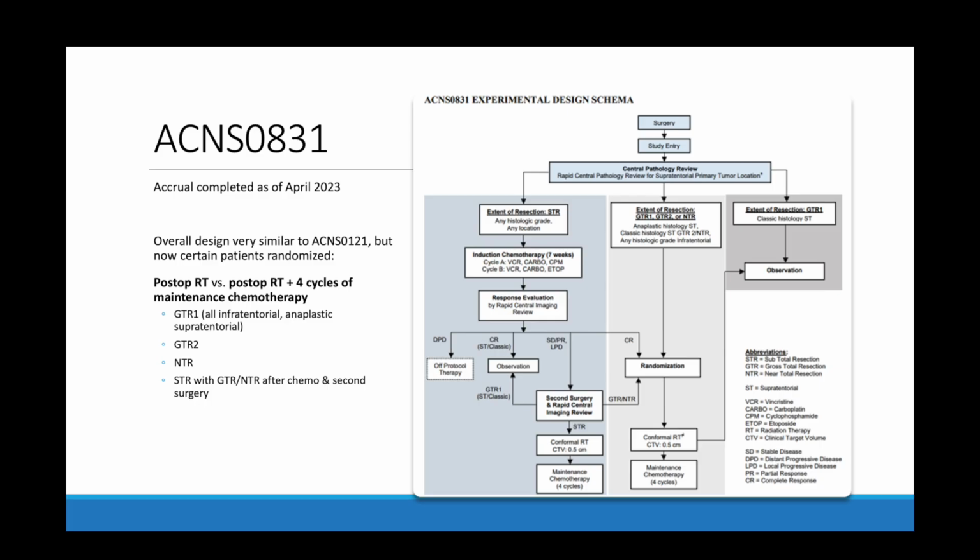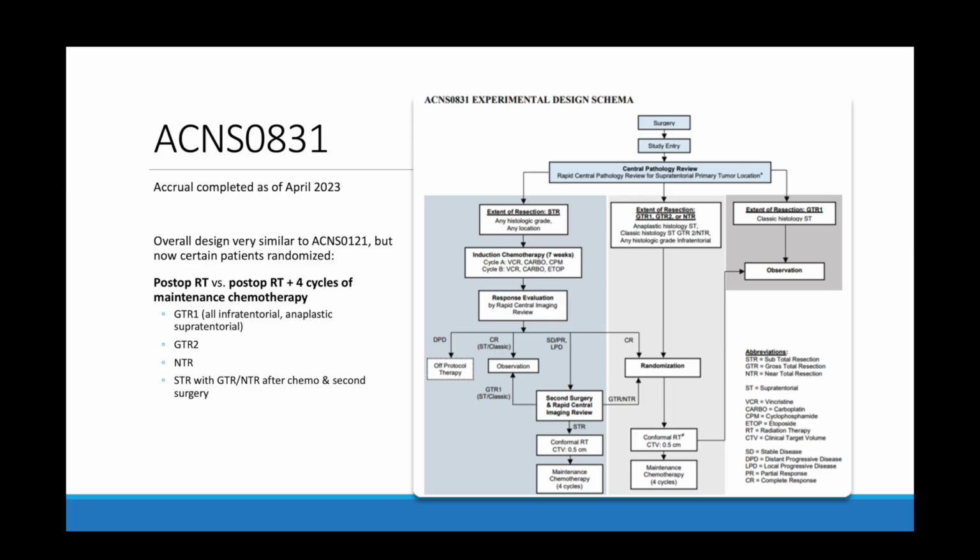But in terms of the design, it was very similar to the trial we just talked about, ACNS 0121, but now they added some maintenance chemotherapy for particular patients. And for some patients, they actually randomized them to radiation alone versus radiation with maintenance chemotherapy. If we go through the design schema, I think it helps to understand how this trial was designed. On the very right-hand side of the schema, we have our patients that have classic histology supratentorial ependymoma that had a GTR1, meaning no microscopic residual disease. They had a gross total resection, no microscopic residual, GTR1. Those patients, so classic histology, meaning differentiated supratentorial tumors, were observed just like they were in the prior trial.